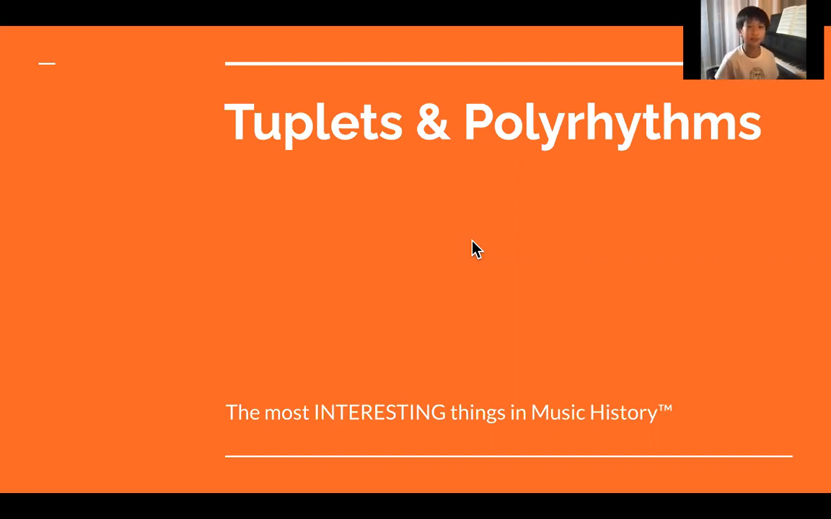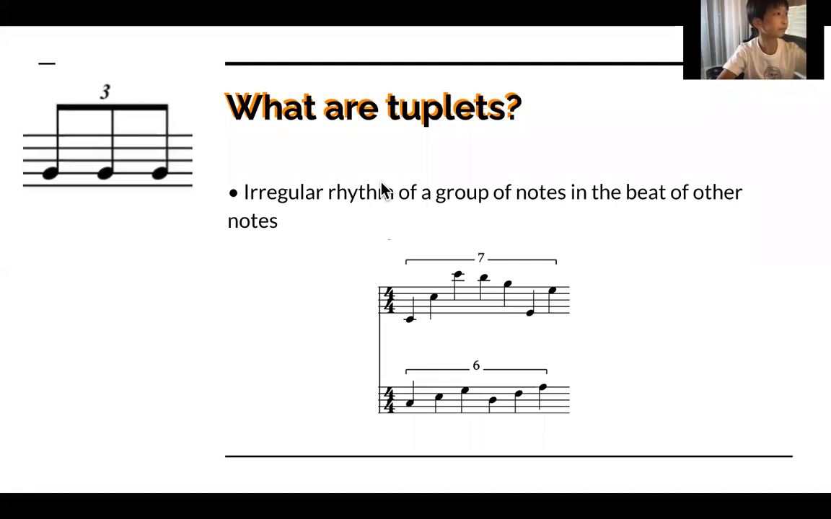Today I'll be presenting this presentation called Tuplets and Polyrhythms. What are tuplets? Basically, tuplets are the irregular rhythm of a group of notes fit in the beat of another longer note. Polyrhythms are two or more of those rhythms, which are clashed together.